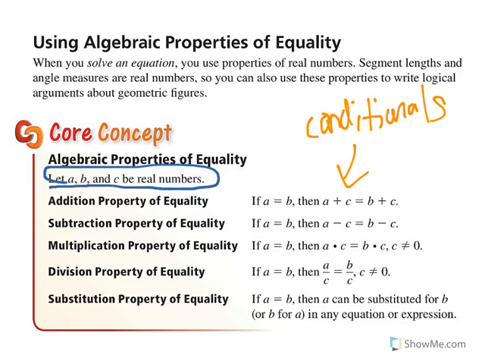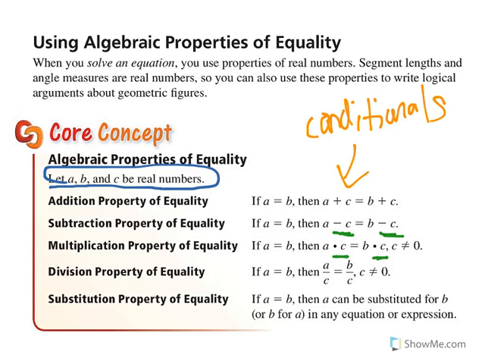Then our second one is very much like addition. So if A is equal to B, then if I subtract the same amount from either side, then it would still be equal. So here they subtracted C, and then they subtracted C, so A would still be equal to B. Multiplication property of equality. If A is equal to B, well then if I multiply the same value to both sides, then A would still be equal to B. This only applies though if C is not equal to 0.